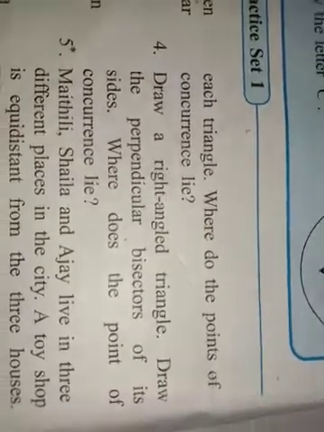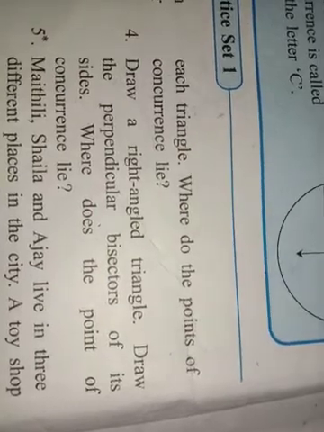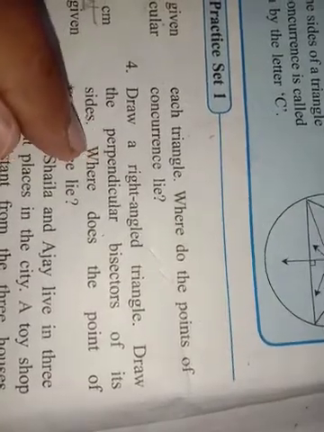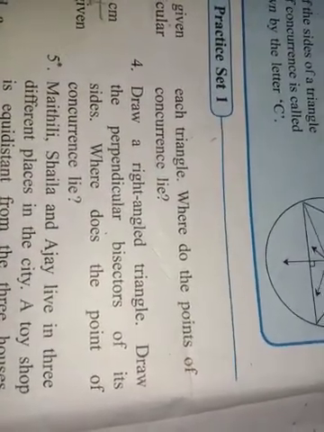Now the number 4 question is: draw a right angle triangle. Draw the perpendicular bisectors of its sides. Where does the point of concurrence lie? We have to make a right angle triangle and draw the perpendicular bisectors of its sides. Let's see how to draw a perpendicular bisector.